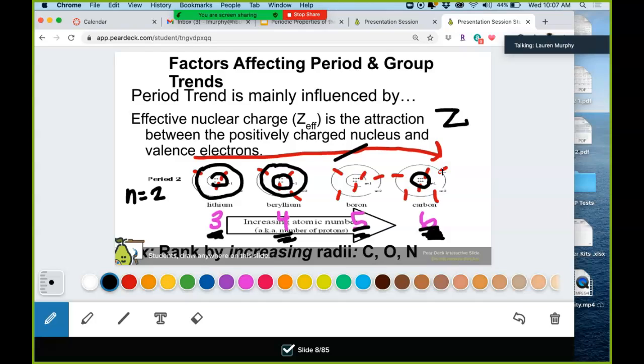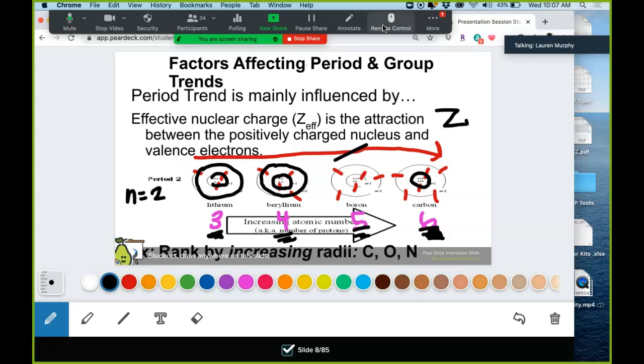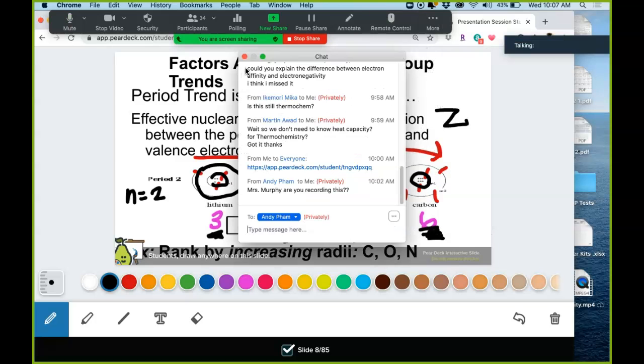Well, if electrons are attracted to the nucleus, how do they move? Well, they'll move towards the nucleus. So if they're moving towards the nucleus, that causes the size, or the radius, to get smaller. So that's why the radius shrinks as you go from left to right across a period on the periodic table, because the nucleus and the valence electrons form a greater attraction, which makes the electrons move closer to the nucleus, thus shrinking the atom.